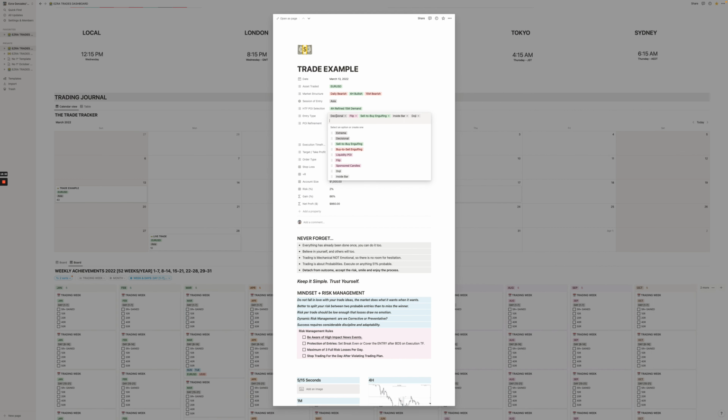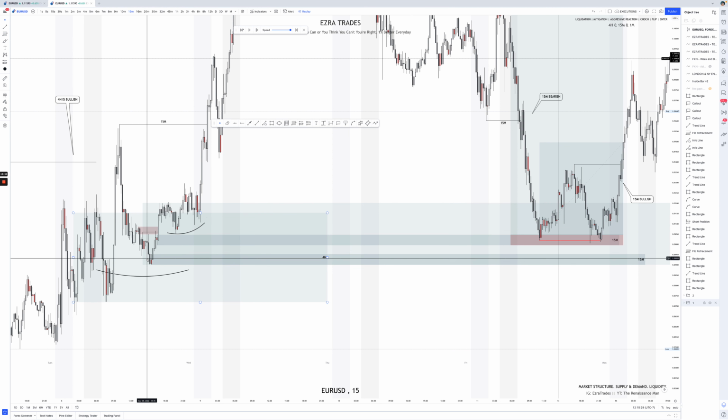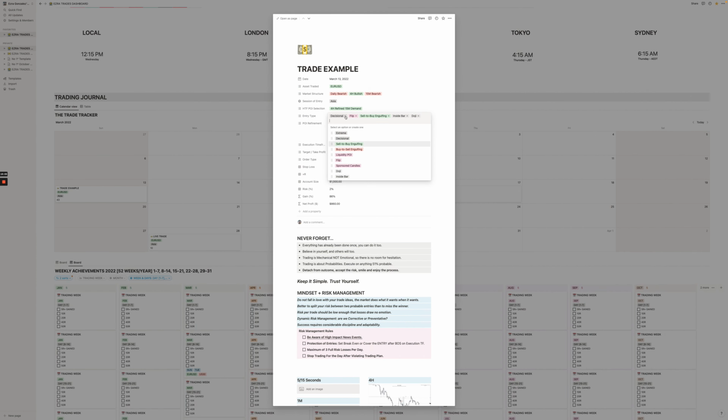In this case, I see that I have the extreme and I have the decisional. The POI that I decided to set a limit on in this example, that's a trade example, this is not me live trading it, right? It would be this one. And so this one is a decisional.